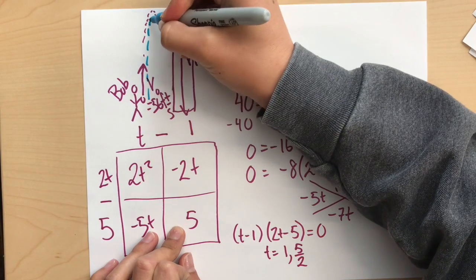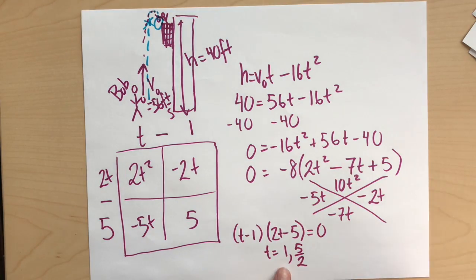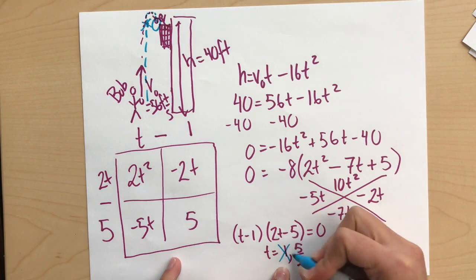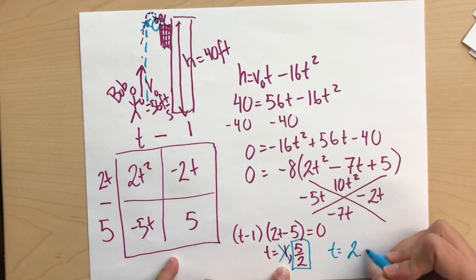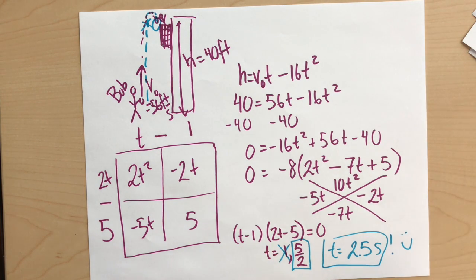Now let's think about what this means. The 1 second corresponds to if she had caught it on the way up, but she caught it on the way back down, which means I have to pick the time that's more. So 5 halves is the time that is more, right? Because it's gone past her and then fallen back down. So I get t is equal to 2.5 seconds. That's how long the ball is in the air.